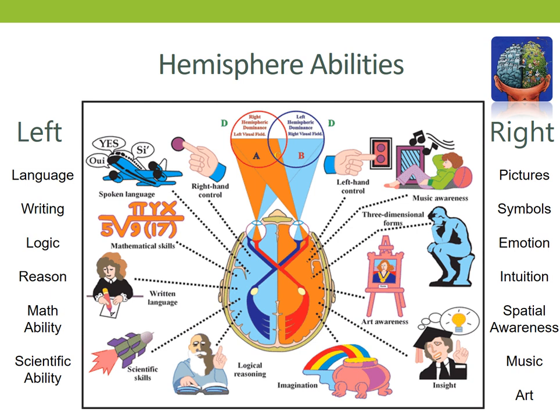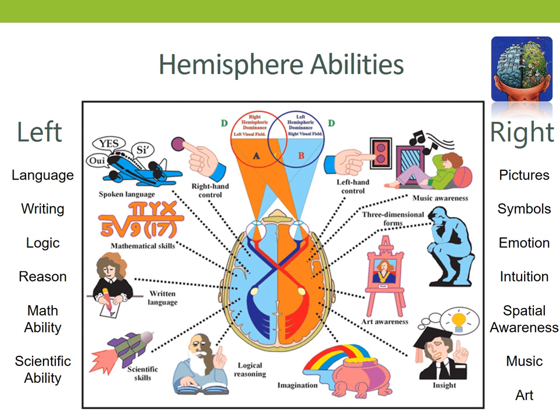Okay, so the hemispheres of the brain, we often hear people talk about the different features or abilities of each hemisphere. We often hear that the left is to do with logic. So people often say that the left hemisphere is to do with language, with writing, logic, reason, maths, science, scientific skills, things like that. And people often say that the right hemisphere is to do with more creative pursuits. So things like pictures, symbols, art, imagination, having insight, music, spatial awareness, emotions, things like that.